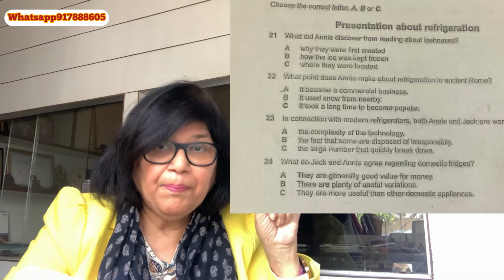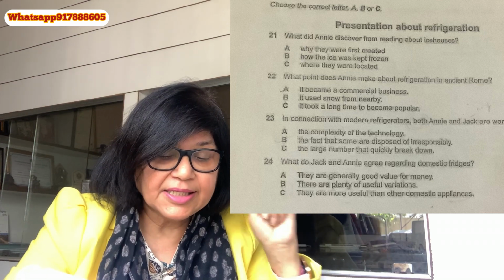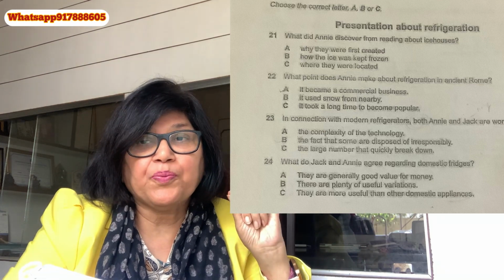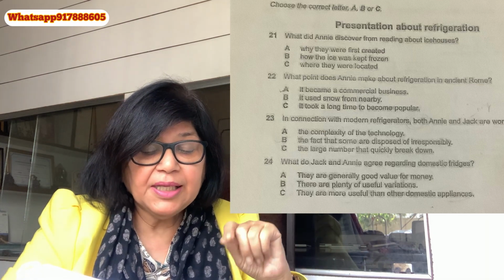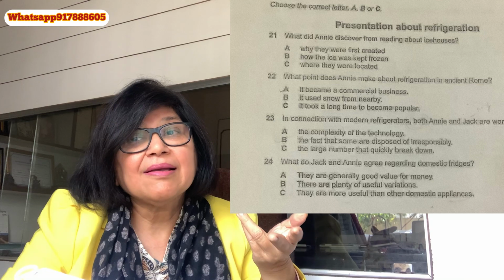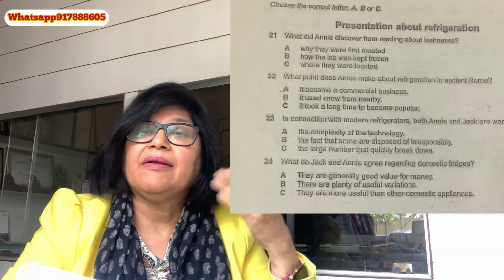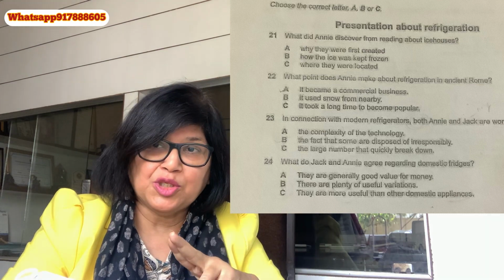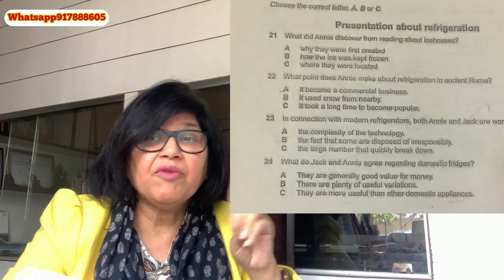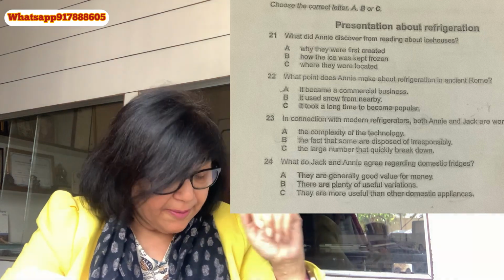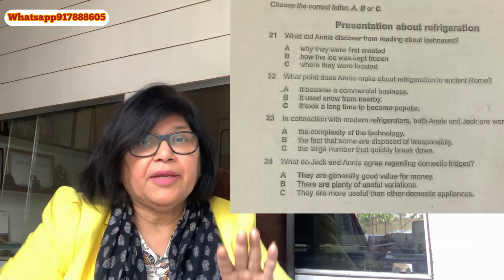The next one, B, the fact that some are disposed of irresponsibly. That means some here is what? The refrigerators, and disposed irresponsibly. Refrigerators will not be your keyword. Got that? Then what is another tip coming?